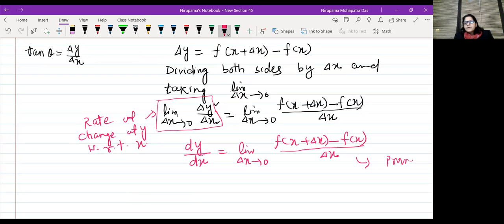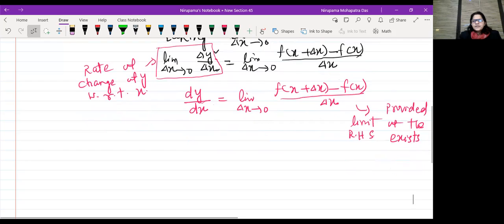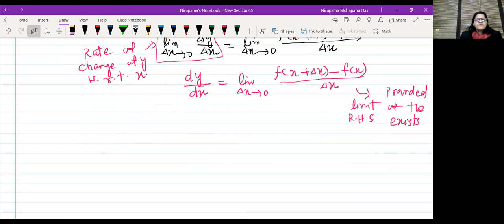Here, provided the limit of the right hand side expression exists. So it means this is basically the definition of getting the limit. So whenever we say derivative of the function from first principle, we may take it like this.